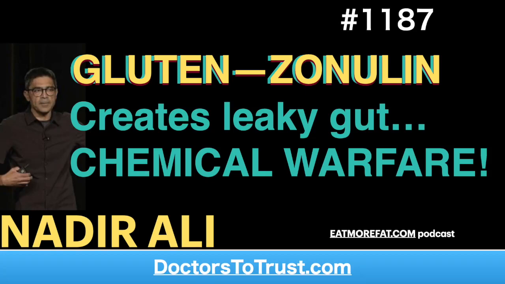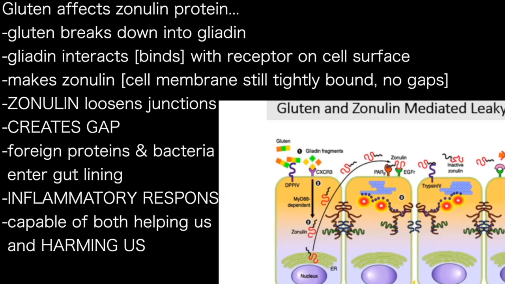So gluten affects something called a zonulin protein. One of the things about gluten is that it breaks down into gliadin, which is another protein. The gliadin then comes and interacts with a receptor on a cell surface. In other words, there is an identifying protein that binds to it. And when it does that, a lot of chemical machinery gets activated and makes zonulin.